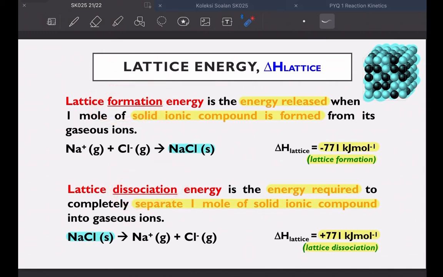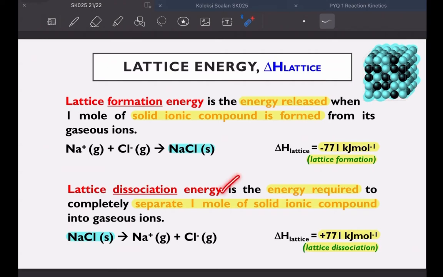So lattice formation is when energy is released to form 1 mole of ionic solid. In this case, we have NaCl ionic solid being formed from its gaseous ions. So lattice formation is exothermic, okay? When we form our lattice, we will release energy.